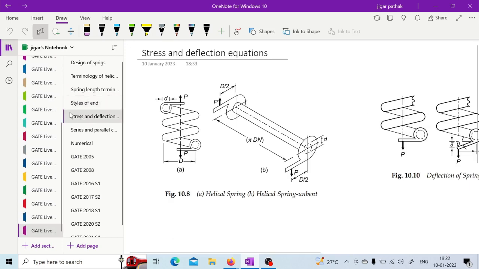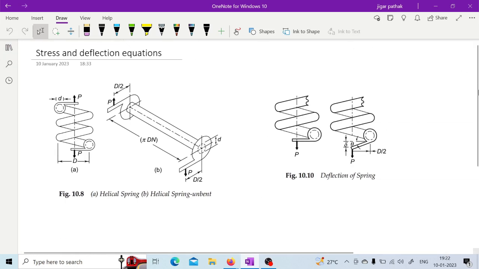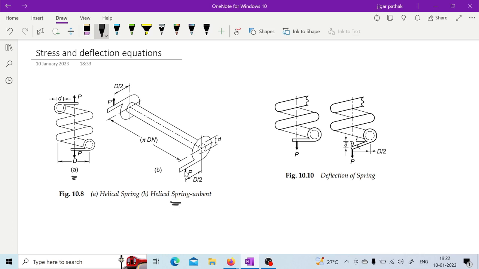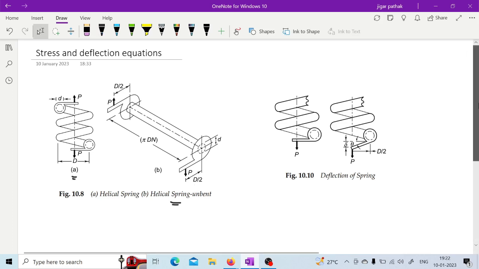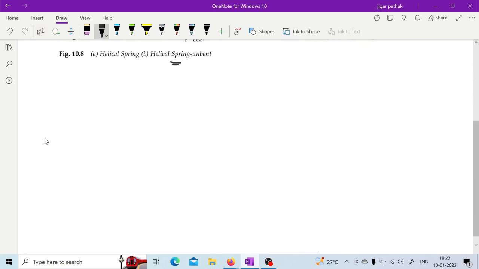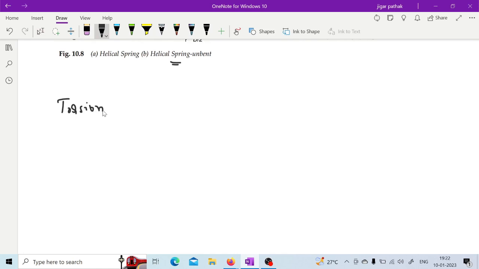Now if we go for the stress and deflection in case of this helical spring, as it is mentioned in this particular case, figure A shows this helical spring and figure B shows that unbent helical spring, as it is mentioned here, right? So now if you look at the force applied here, this force P is applied at a distance of d by 2. So by looking at this particular figure, you can simply write the torsional moment Mt equal to that load applied into the distance, right?